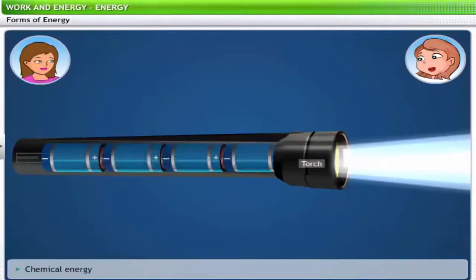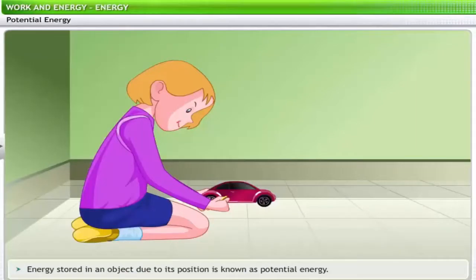In this lesson, we will focus on potential energy and kinetic energy. As mentioned earlier, energy stored in an object due to its position or arrangement in a system is known as potential energy.